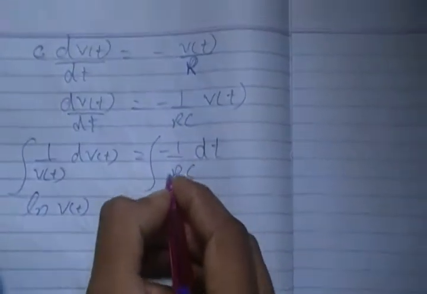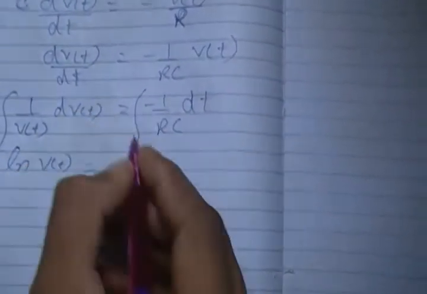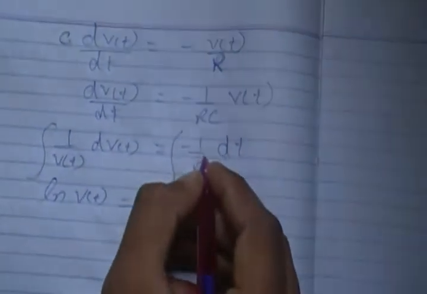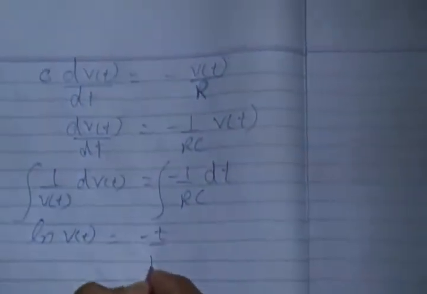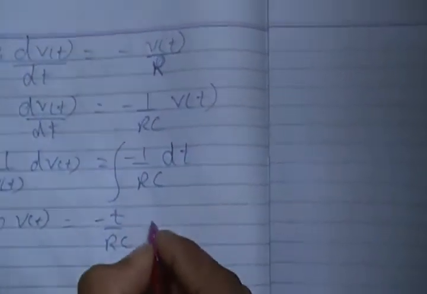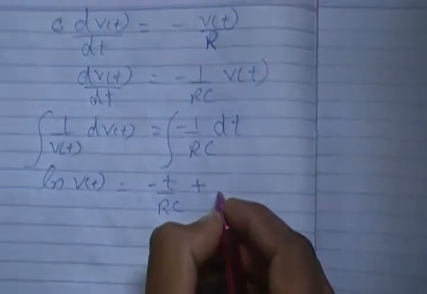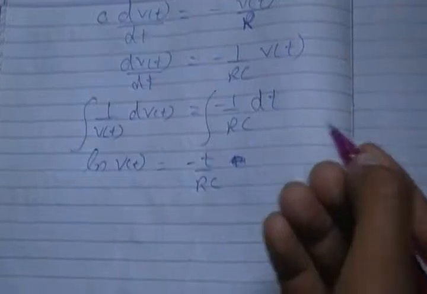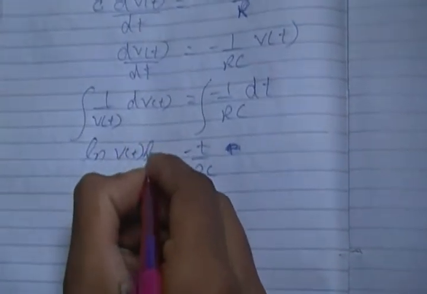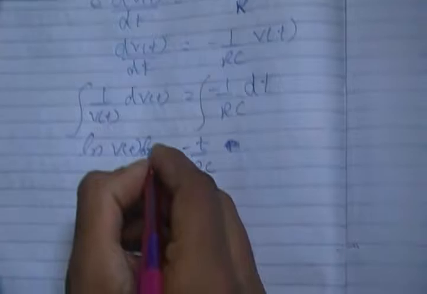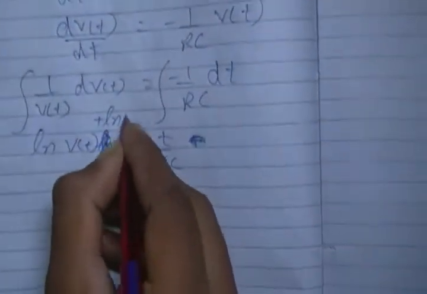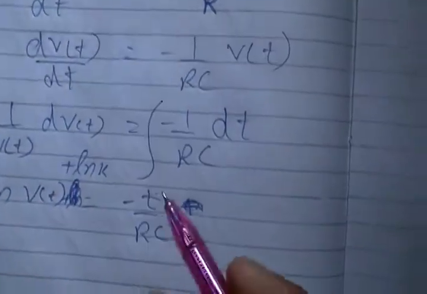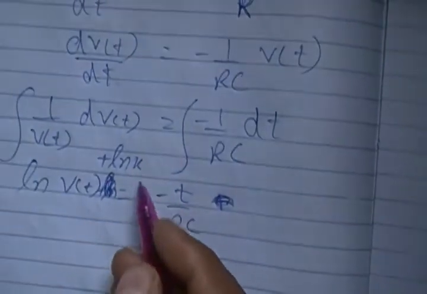So the integral of minus 1 over RC. RC is the constant, so this will shift towards outside and the remaining is 1. So the integral of 1 is t, minus t over RC would be the integral of this, plus there is also a constant, natural log of k. Say this is a constant k, so natural log of k is a constant.